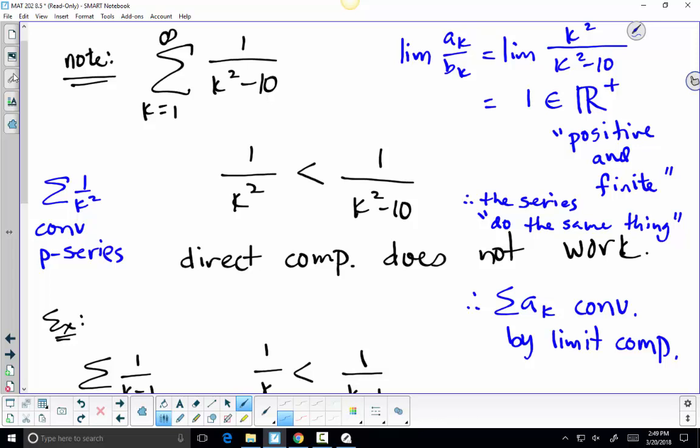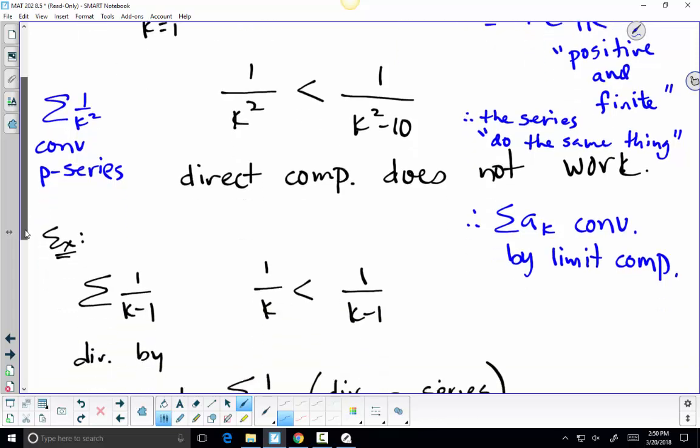Are we going to need to come up with a series to compare? Yes. How do you get that series? Get rid of all the extra stuff. This one's not too hard. We just get rid of coefficients. We get rid of non-dominant terms. So we pretty much just reduce it all the way down to the core of the A sub K.